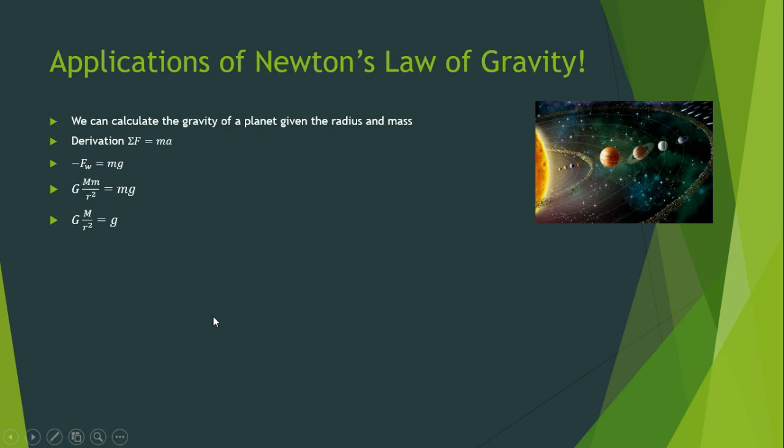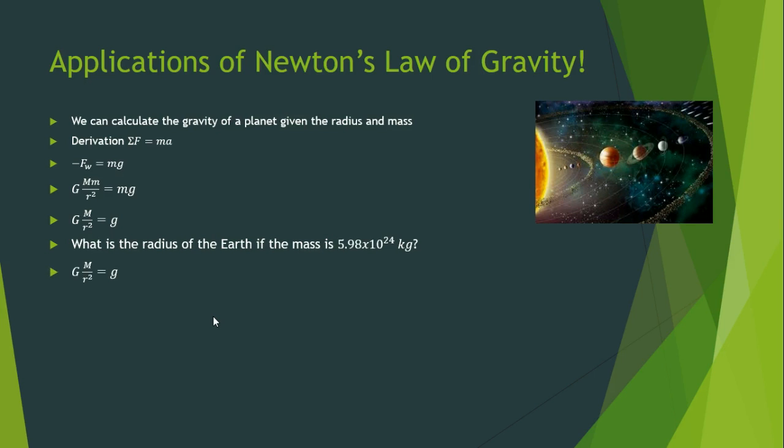So let's solve for the gravity of planet Earth. What is the radius of the Earth if the mass is 5.98 times 10 to the 24th kilograms? And so this is the actual real mass of planet Earth, and we're going to find out what the radius is based off of what we know.